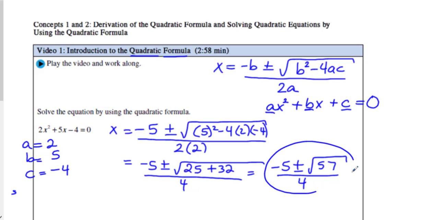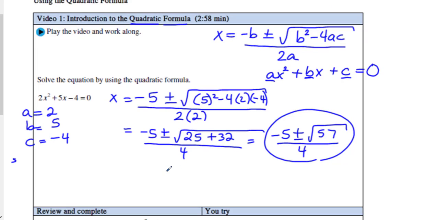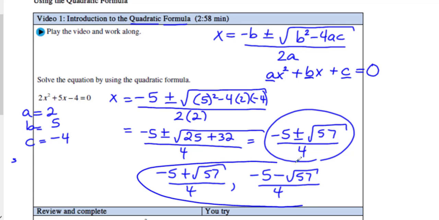So negative 5 plus or minus the square root of 57 over 4. You could write it as negative 5 plus the square root of 57 over 4, and negative 5 minus the square root of 57 over 4. Just like that.